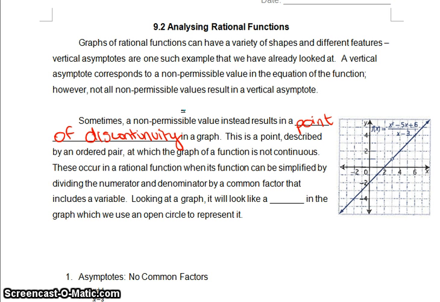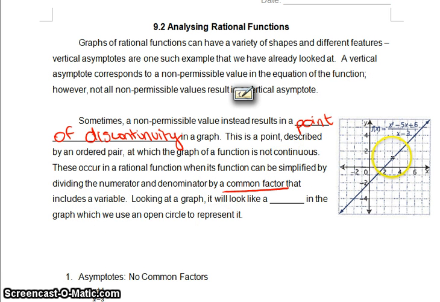A point of discontinuity is usually described as an ordered pair, and this is where the graph is not continuous. These usually occur in rational functions when the function can be simplified by dividing the numerator and the denominator by a common factor that includes a variable. That's a big key point here: it can be divided by a common factor which includes a variable.